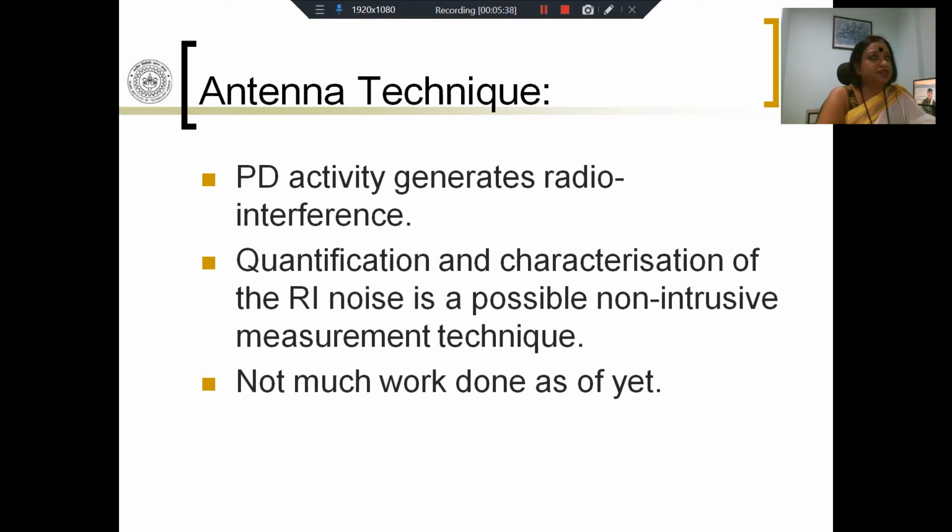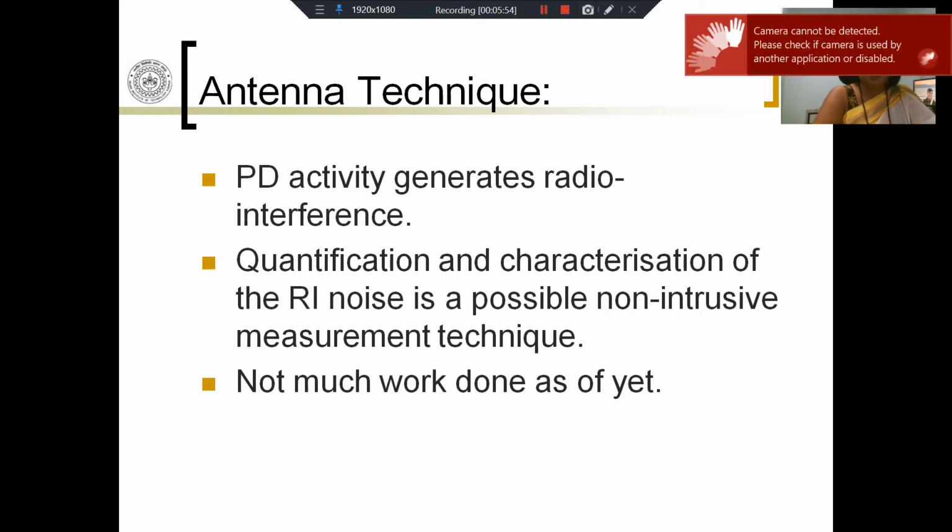The advantage of this method is that it is a non-intrusive measurement technique. You do not have to go inside the chamber to be able to measure. However, there is not a lot of work that has been done in this area, but there is some research in trying to use the antenna technique for PD measurements.